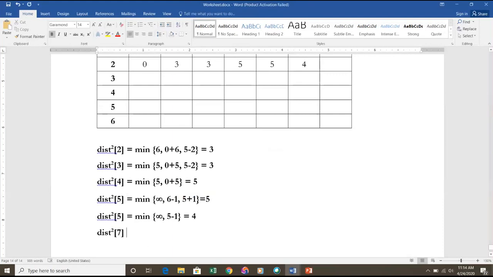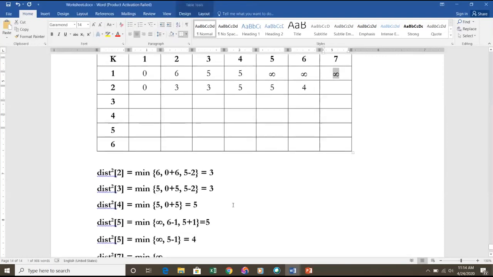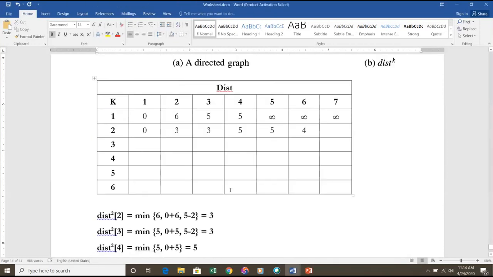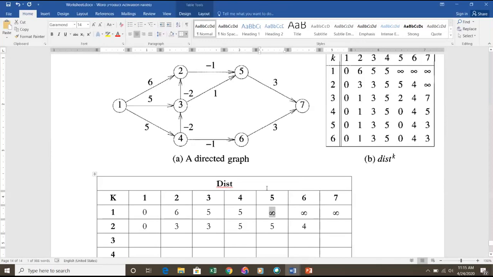Dist of 7 is equal to min of, the previous value is infinity. If you look at the table, 7 contains infinity in the previous step. Next, for 7, which are the edges that are incident? One edge is from 5, the other one is from 6. So first take 5. What is the distance of 5 in the previous step? It is infinity plus 3.